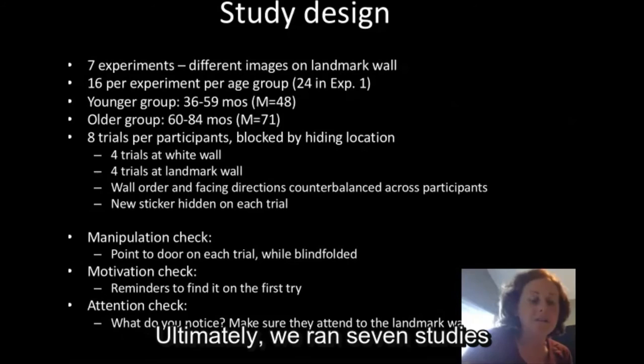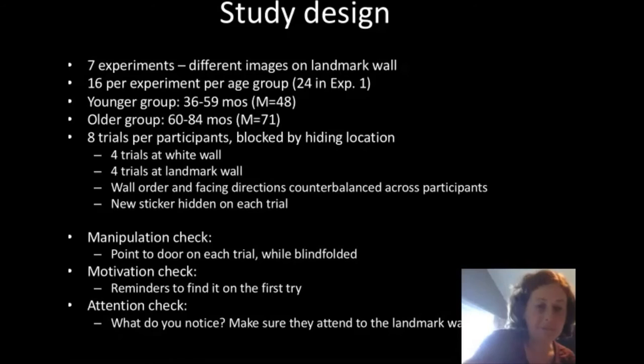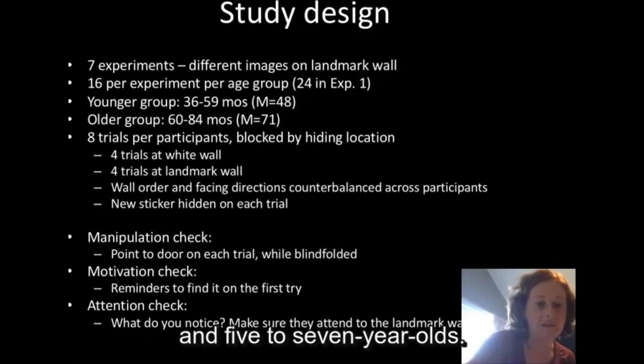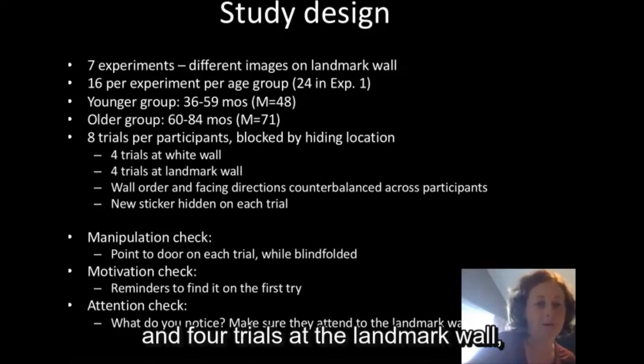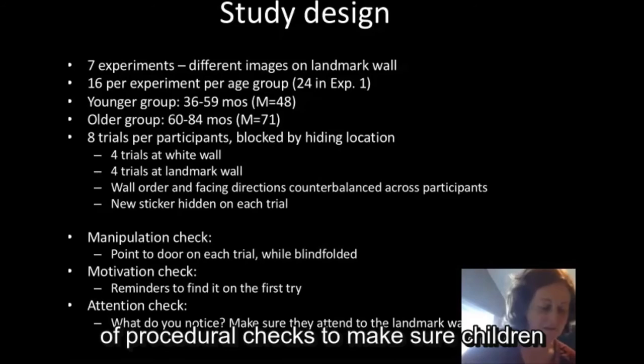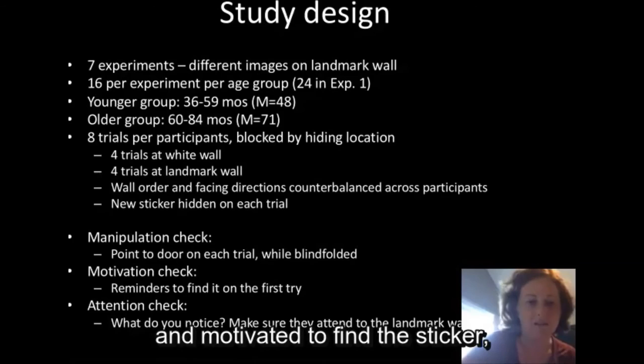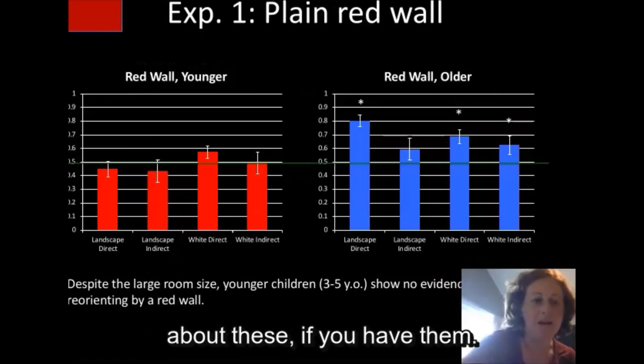Ultimately, we ran seven studies with younger and older children. The dividing line was about 5 years old, so we ran 3 to 5 year olds and 5 to 7 year olds. Every participant got 8 trials, 4 trials at the white wall and 4 trials at the landmark wall, counterbalanced. And we had a number of procedural checks to make sure children were actually disoriented on each trial, motivated to find the sticker, and that they had noticed the landmark wall. I'm happy to answer questions about these if you have them.